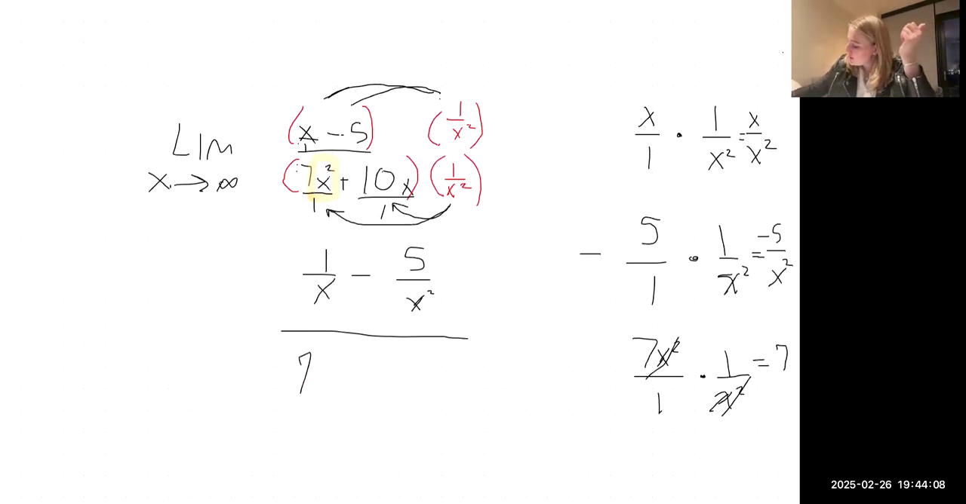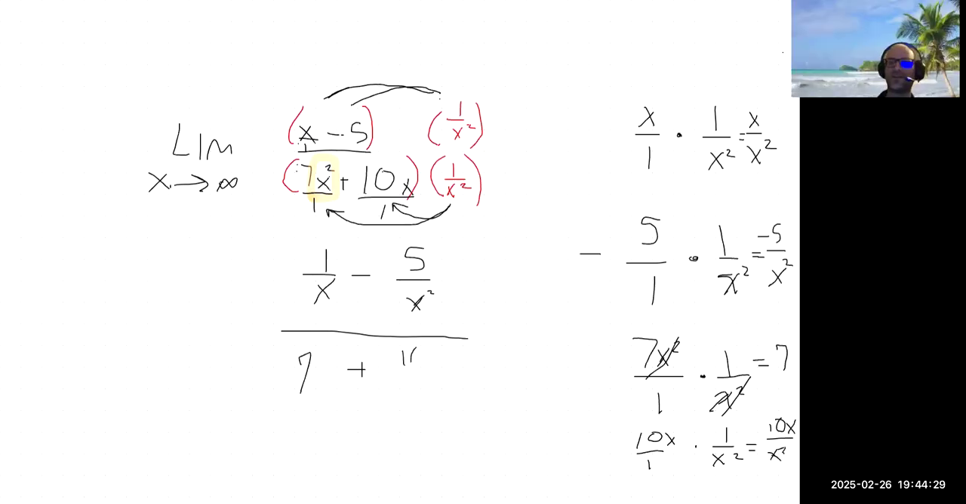Okay, and then 10x over 1 times 1 over x squared gives me 10x over x squared, which is like 1x squared. So you wouldn't cancel anything there? No, you could cancel the x and one of the x's on the bottom. So it's just 10 over x. That's what I get. Yes.